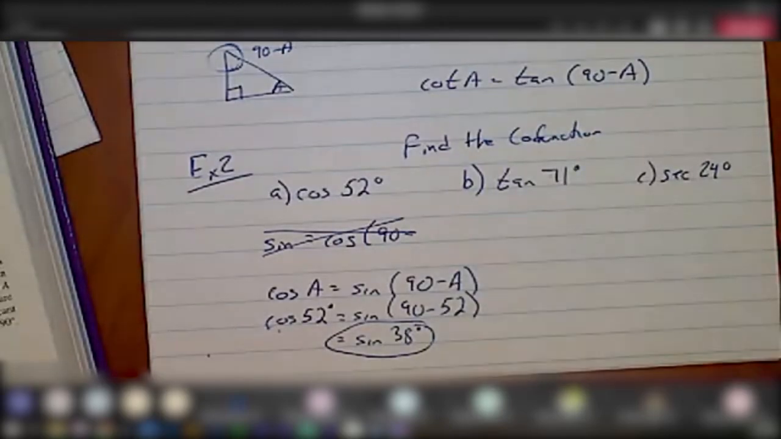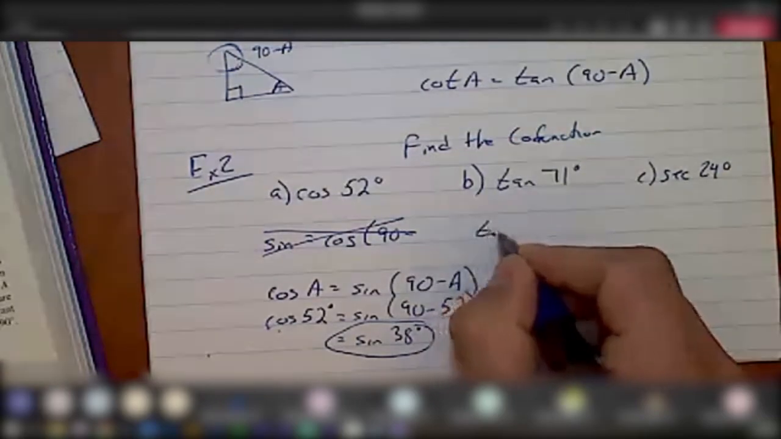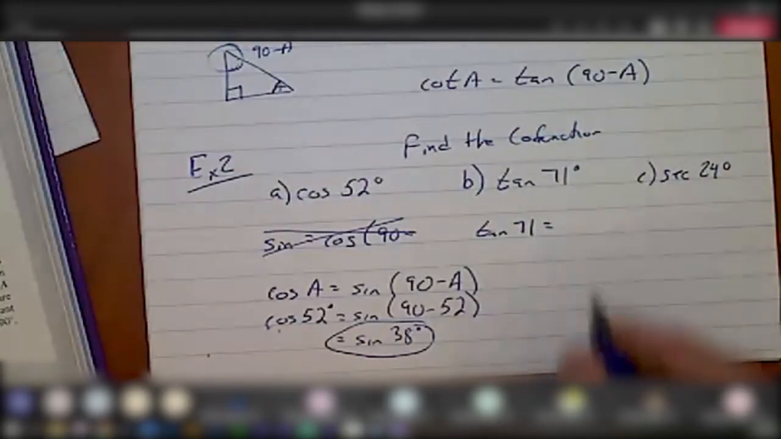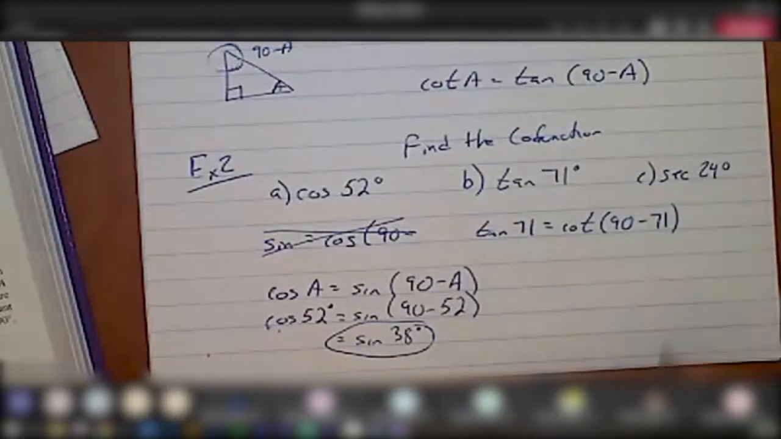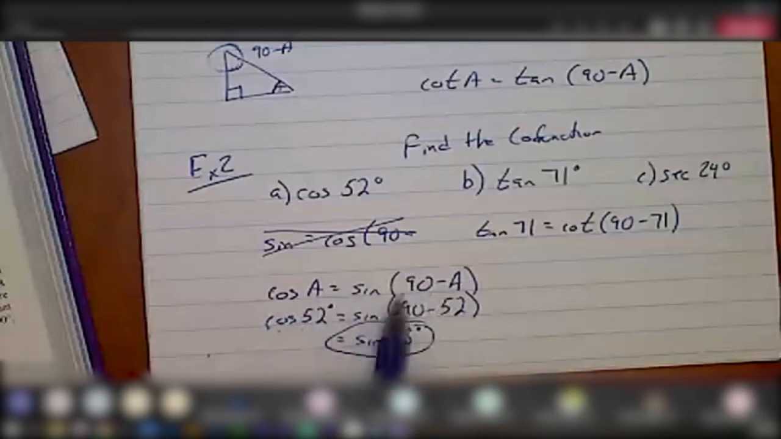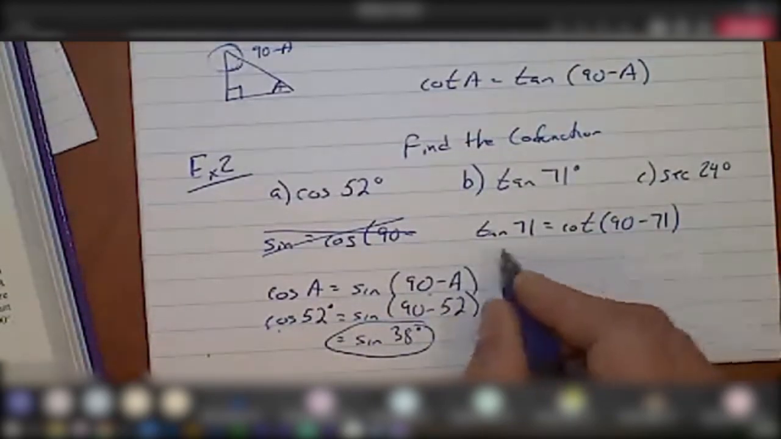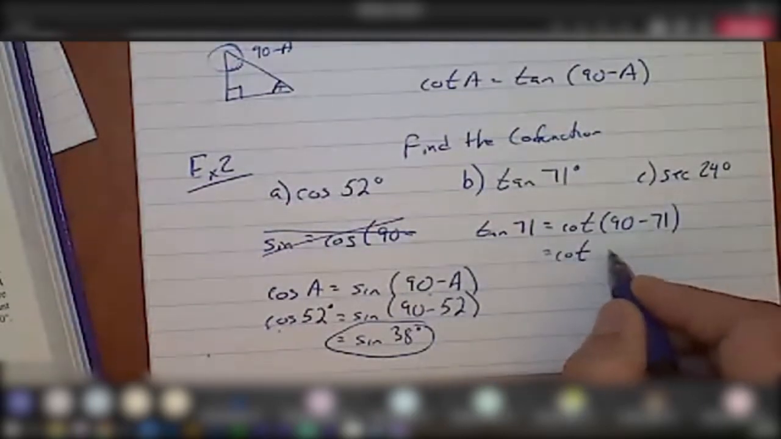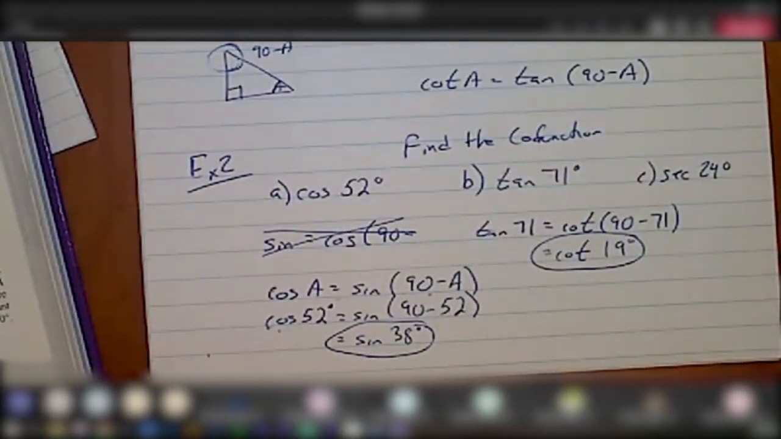I'm trying for part B to find the co-function for tangent. So I know tangent of 71 equals the co-function for tangent, cotangent, of 90 minus 71. I kind of skipped the whole A part and just went right to the angles. So therefore, the co-function for tangent of 71 is cotangent of 19. Issues, concerns, easy.